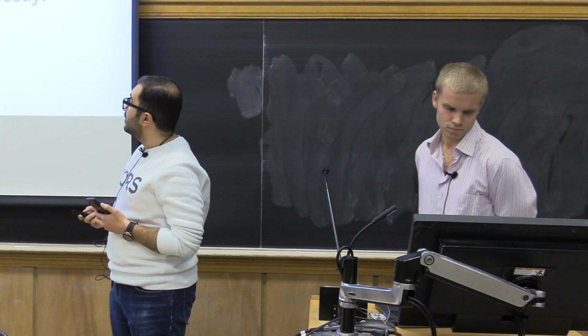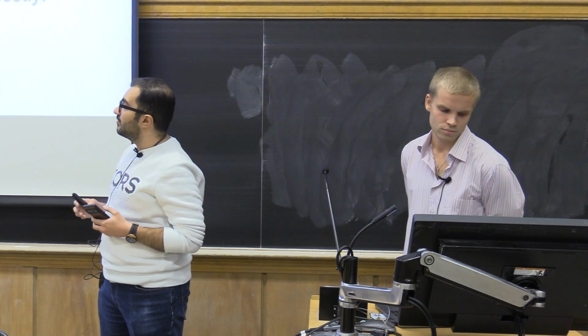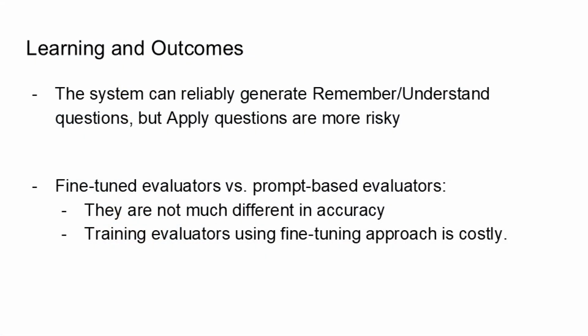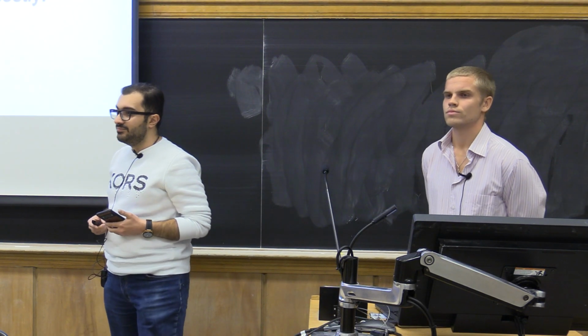And now for the learning outcomes, we find that our system can easily generate remember and understand questions with higher accuracy, but in some cases it makes mistakes on generating apply questions. Also, we built all of our evaluator agents using two approaches, fine-tuning and prompt engineering. We find that the accuracy is almost the same, but the fine-tuning approach takes a lot of time and is also very costly during training. Thanks for your kind attention.